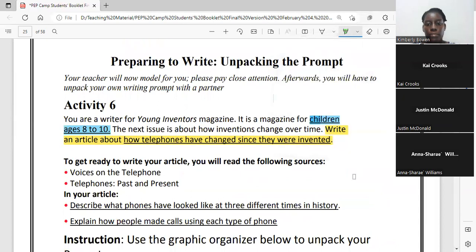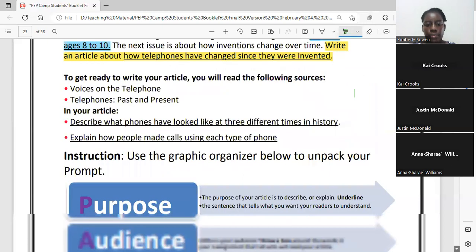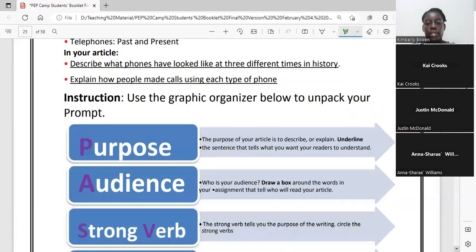Can we go back down to the strong verb, Miss? And I can answer what it is, Miss? The strong, where it says strong verb? Mm-hmm. Yes.